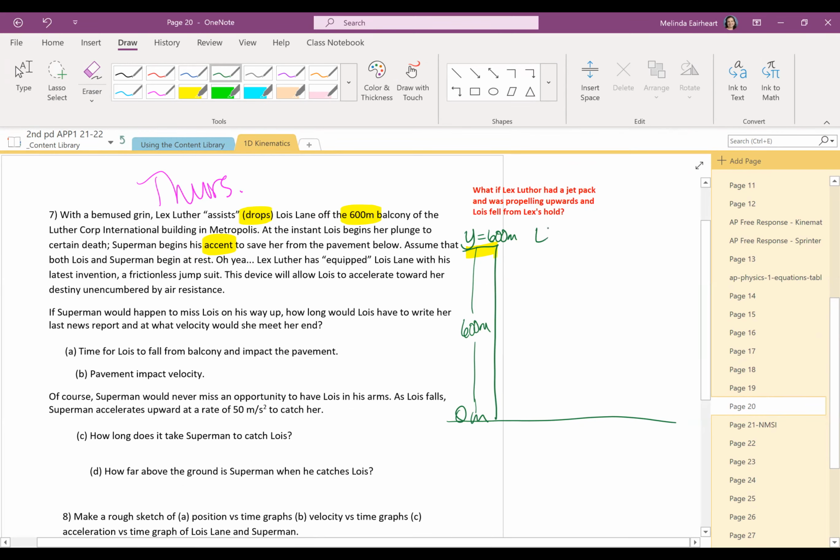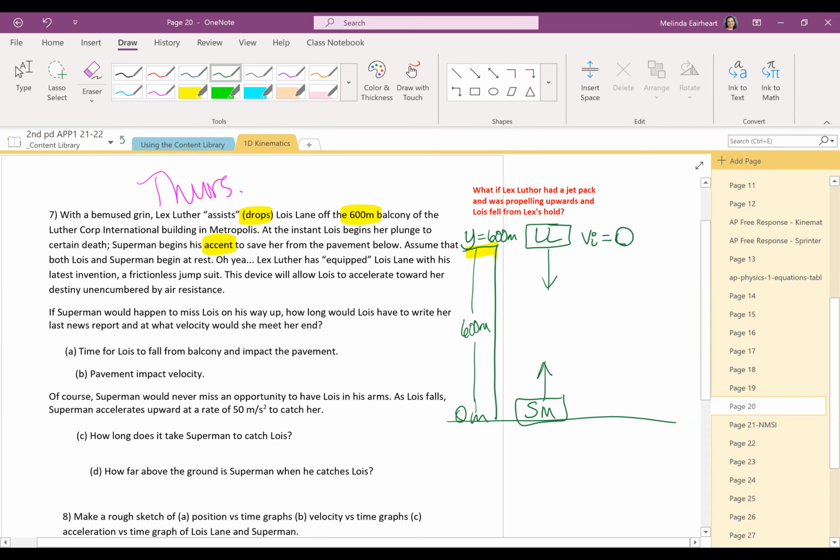But we got Lois Lane. No, I'm not going to try and draw her. So it's a LL box. Dropped. Initial velocity is 0. That's the code word, right? So initial velocity is dropped. And then Superman is down on the pavement below. Again, I'm not going to even try to draw Superman, but he's going to ascend from the pavement below. So she's going to fall down. Superman's going to go up.